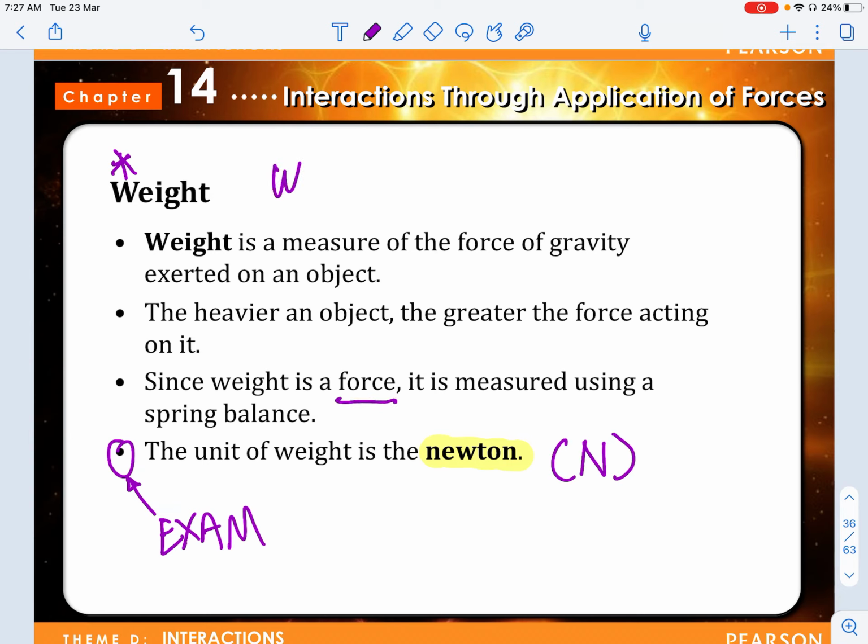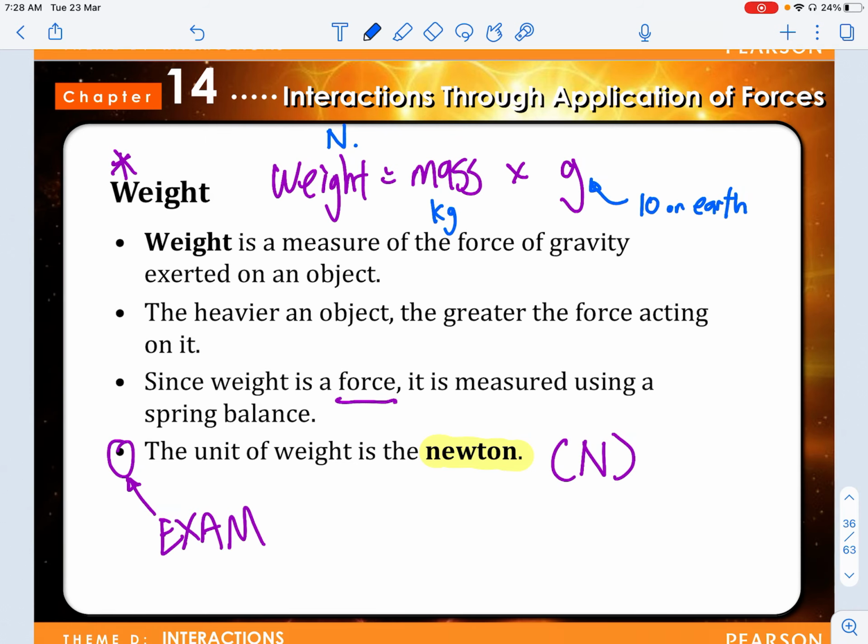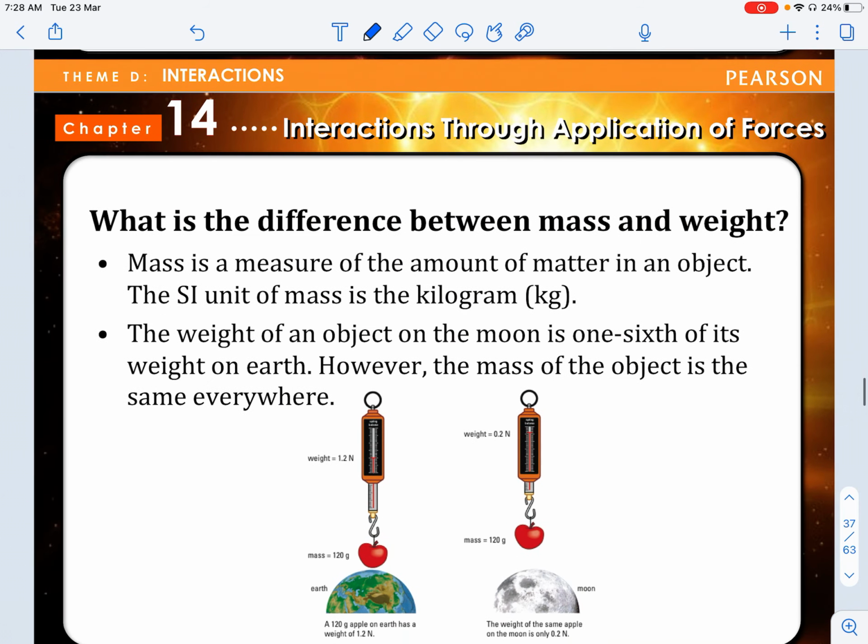How do you calculate weight? Weight is equal to mass times gravity. So if, let's say on Earth, gravity is always 10, then whatever mass you have in kg has to be multiplied by 10 to give you the weight in newtons. Please go and memorize this. This is very, very important, especially for exams.